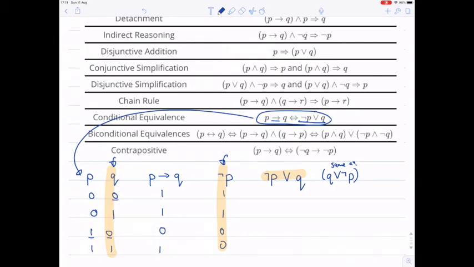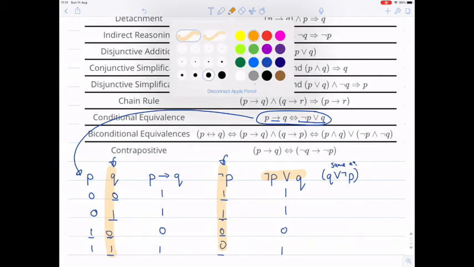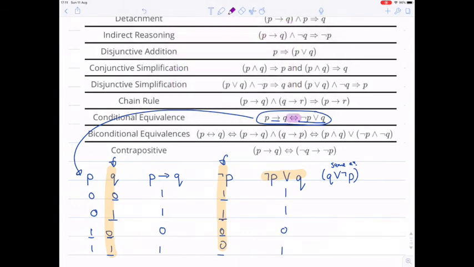If Q is false and not P is true, then this is going to be true because it's one or the other. If they're both true, then it's true. If they're both false, then OR is false. And if one of them is true, then it's true. So finally we can check this equivalence over here. Are these two things equivalent? We're wanting to check that this column is the same as this column, and yes, they are. So those are equivalent.